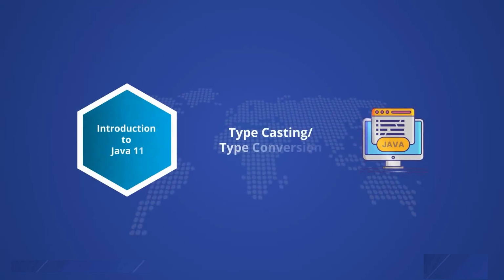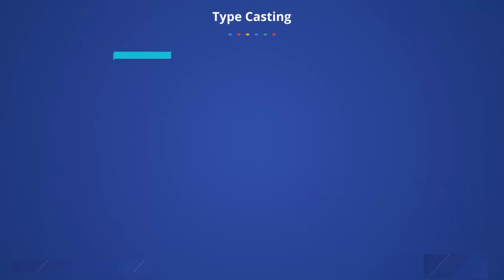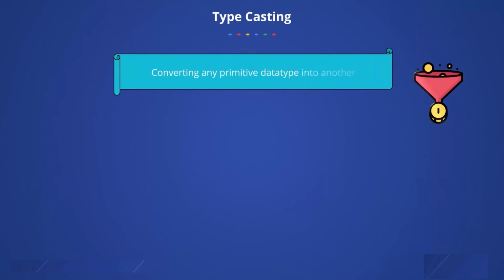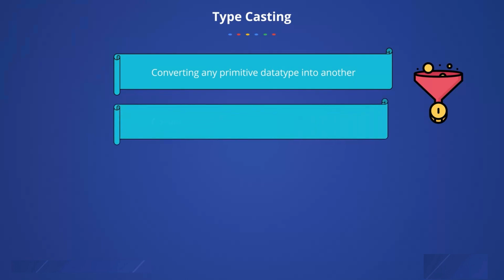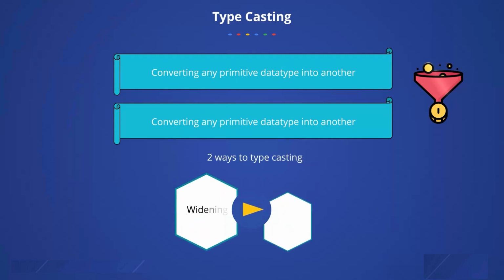Now coming to typecasting or type conversion. Typecasting is nothing but converting a data type from one data type to another type. You can convert any primitive data type to another, provided they are compatible in nature. And there are two types of typecasting possible: one is widening, another is narrowing.